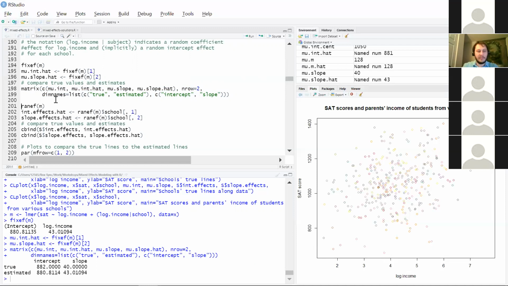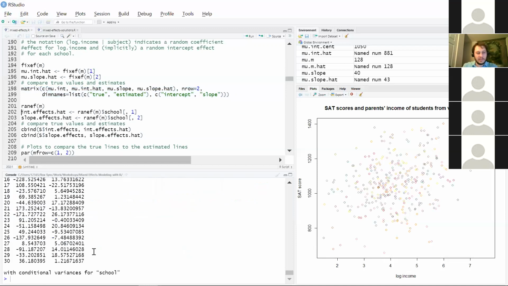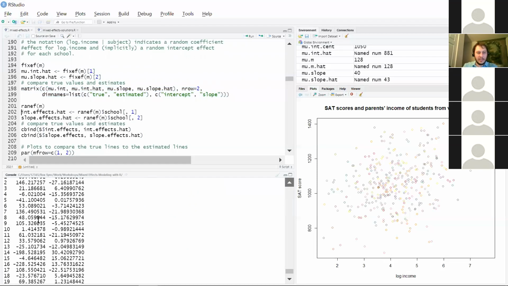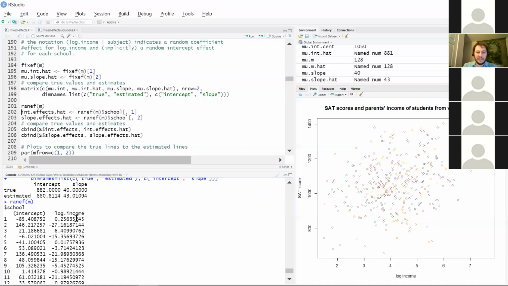What about random effects? ranef of the model. Well, there's a lot. Every school has its own deviation of intercept and its own deviation of slope, the coefficient of log income.